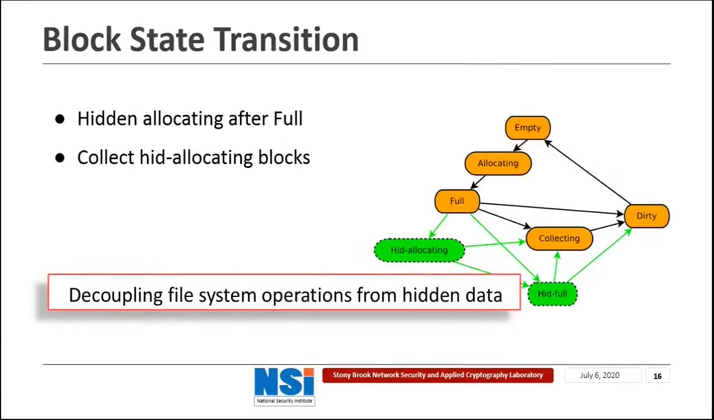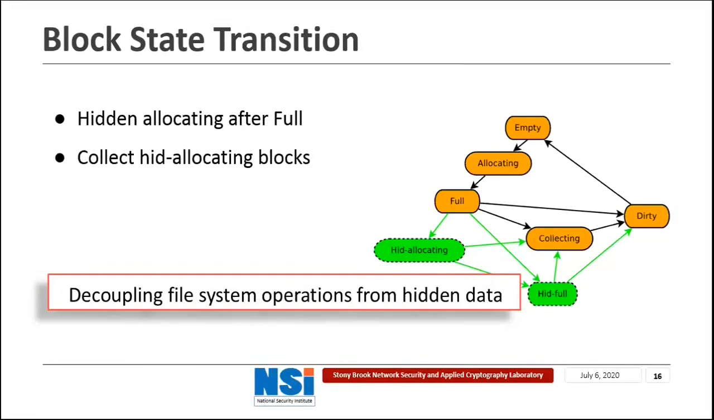What's more, we successfully decouple the original file system operations from hidden data by carefully designing the page allocation scheme in INFUSE and designing the garbage collection that is not affected by the existence of the hidden data. These figures here show the block state transitions in INFUSE. The 5 states in yellow are shared by both YAPS and INFUSE. In INFUSE, an empty page can be allocated and goes to the allocating state. And then when array pages are written, it goes to the full state.